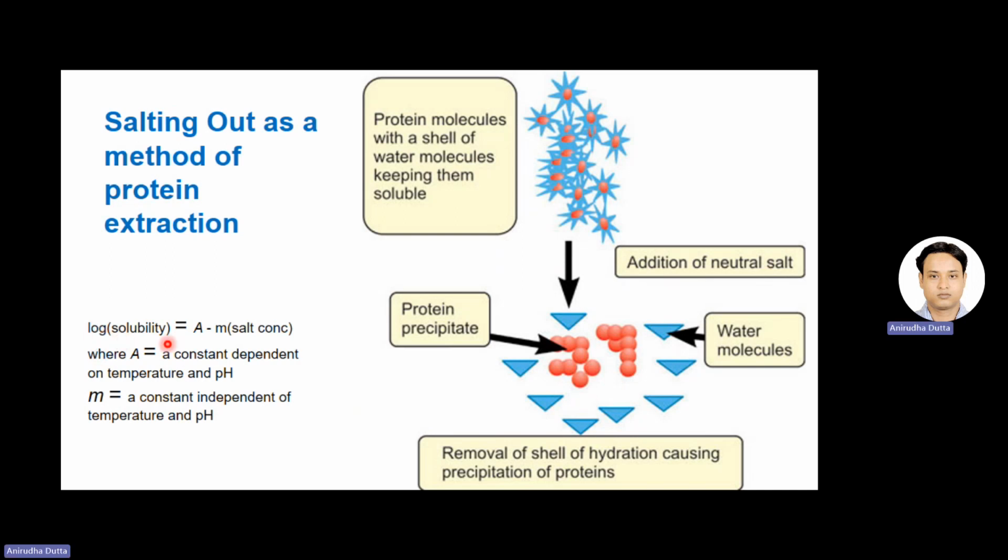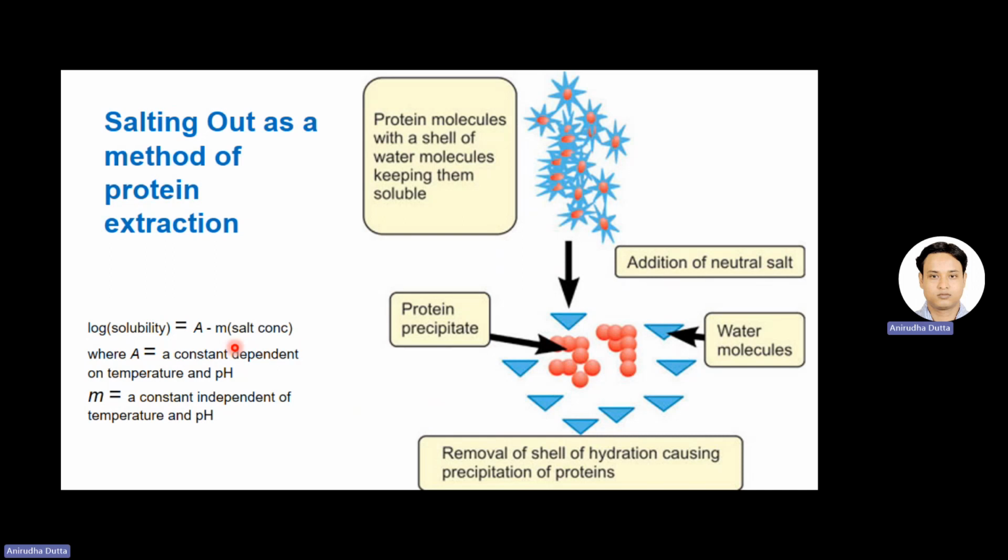So the log solubility of the protein equals A minus M times the salt concentration. A is a constant that depends on temperature and pH, and M is a constant that is independent of temperature and pH. So for a particular protein, we can calculate A and M experimentally. And then finally, we can use this parameter for determining the solubility of that protein for other purposes.